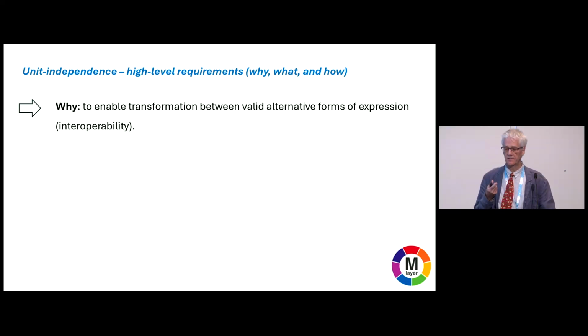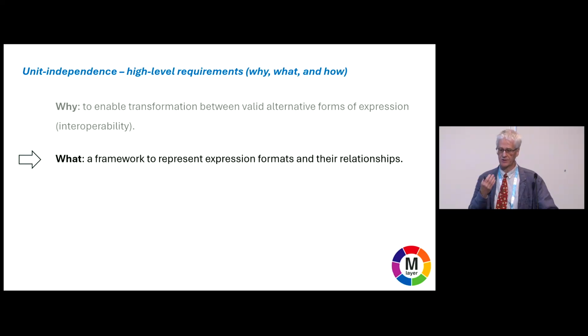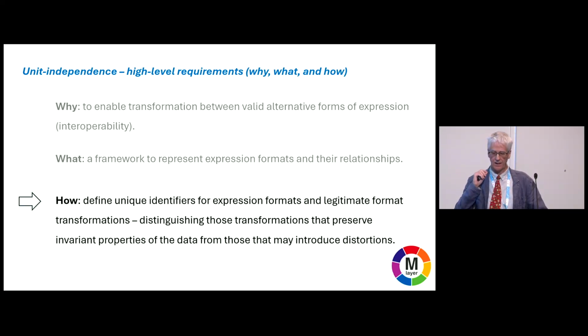So here, for the M-layer, we want to enable transformation between valid alternative forms of expression. That's more or less what Maxwell had in mind. We want to enable interoperability. We need to represent the formats unambiguously and their relationships. We need to capture that, and that's what I showed you in the earlier slide. So we need to form these graphs and the linkages between them. And then how are we going to do that? Well, you define unique identifiers for the expression formats and the legitimate format transformations. So how can you go from one node to another? Can you go?